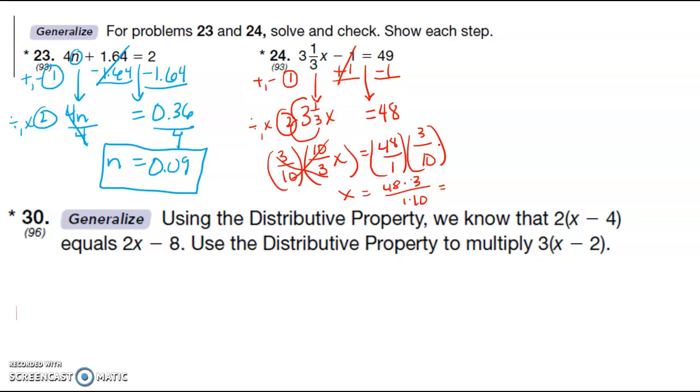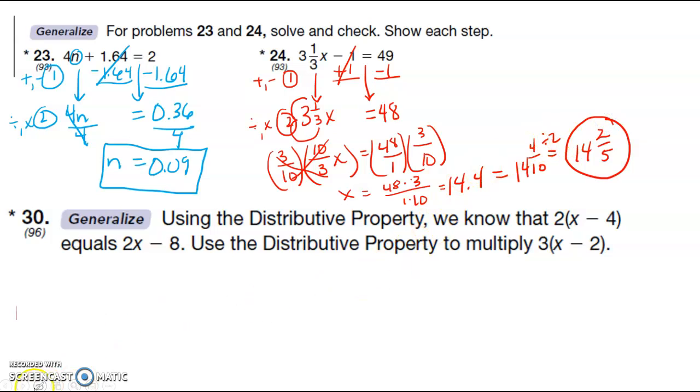48 times 3, I get, when I do it with my calculator, I get 14.4. But since they started with fractions, I'm going to go back to fractions. So 14 and 4/10, which is, if I divide by 2, 14 and 2/5.